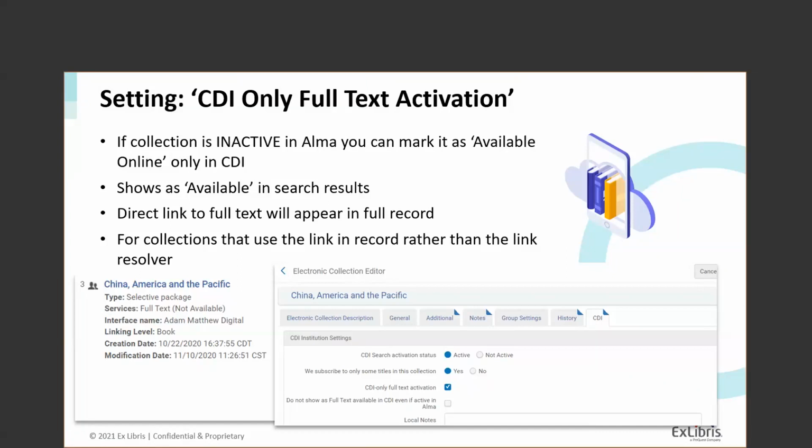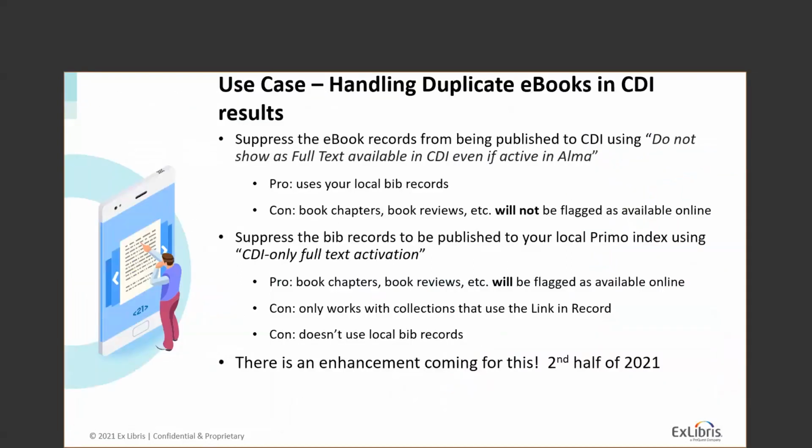So why might you use this setting? Well, the main use case for this is handling duplicate ebooks in CDI results. So in the case that you are activating a mainly ebook collection and its corresponding CDI collection, of course, the local bibliographic records you have, the title level bibs, will be published to your discovery, as well as you will have book level CDI citations in your discovery instance.